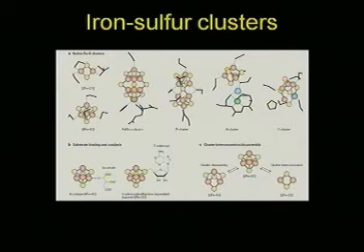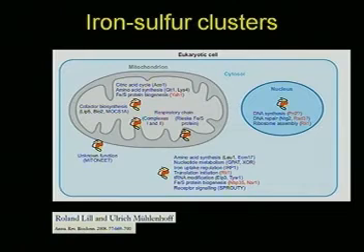You don't need to be a chemist. Just imagine that these are different types of compounds formed by iron and sulfur atoms that are assembled together in a number of geometric shapes, and that many proteins need to function. They would not function without iron-sulfur clusters. And guess what? Iron-sulfur clusters are made in mitochondria.